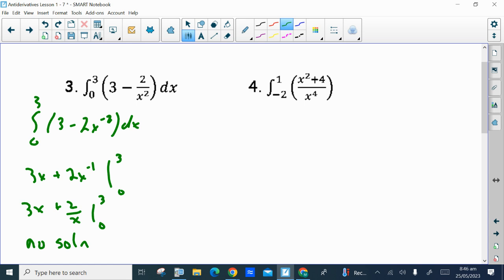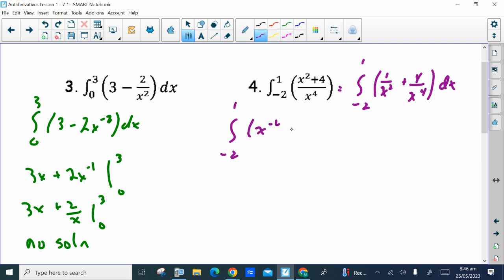All right. For question 4, I would simplify the expression first. We're going to go from -2 to 1. I'll divide both terms on top by the x to the 4th on the bottom. So that'll be 1 over x squared plus 4 over x to the 4th, or the definite integral from -2 to 1 of x to the -2 plus 4x to the -4, and this is what I'll take the antiderivative of.